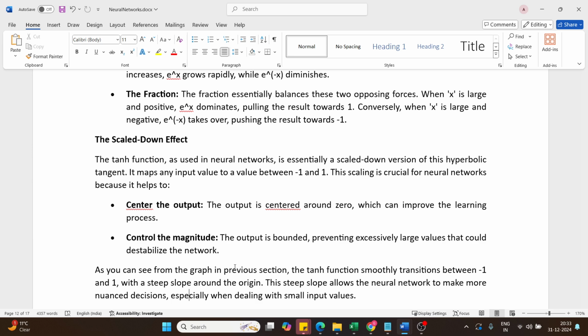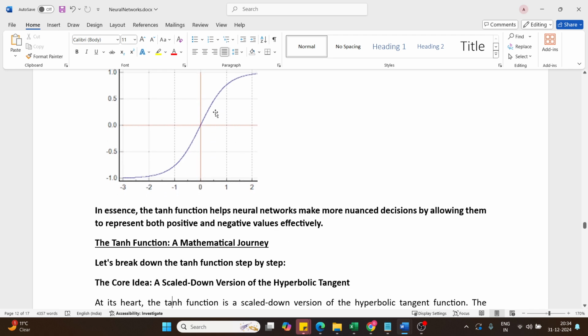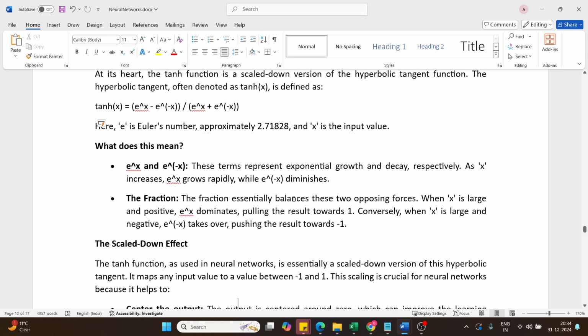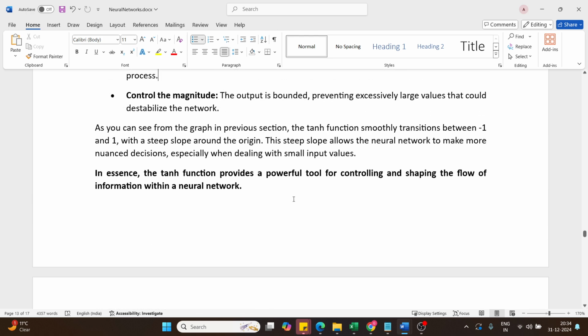Okay. So as you can see from the graph in the previous section, the tanh function smoothly transitions between minus 1 and plus 1 with a steep slope around the origin. If you see the origin, there is a steep slope. If you see the origin, this is the origin, right? So there is a steep slope, right? In the downward direction and in the upward direction, right? So this is the situation. If that is the situation for any kind of machine learning model, then you need to use this kind of model. Okay. So in essence, the tanh function provides a powerful tool for controlling and shaping the flow of information within a neural network.